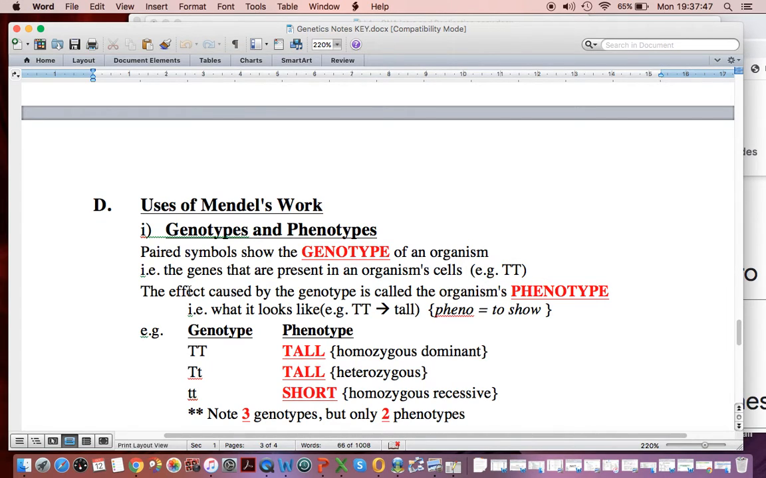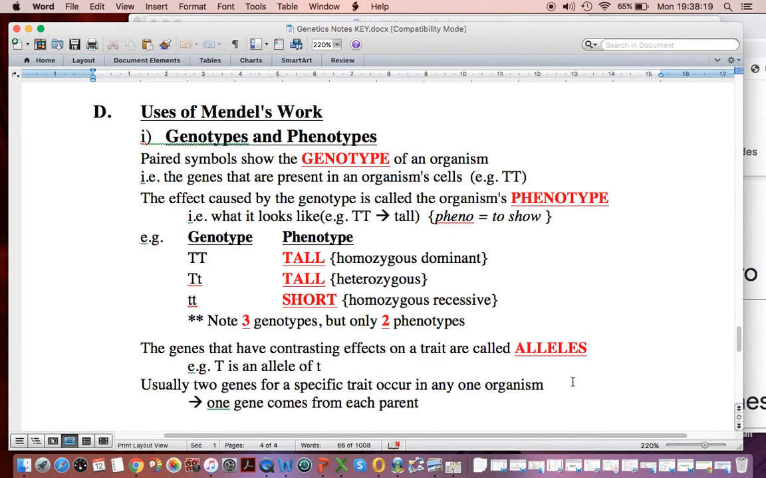The effect caused by the genotype is called the phenotype. Pheno means to show. It's what's expressed. It's what we can physically see. So big T is going to be tall, and we call it homozygous dominant. Big T, little t is tall, and we say heterozygous. So this is what we can see, the genotypes hidden away. Little t will be short, and it's homozygous recessive. So here we have 3 genotypes, but there are only 2 possible outcomes, so we only get 2 possible phenotypes.